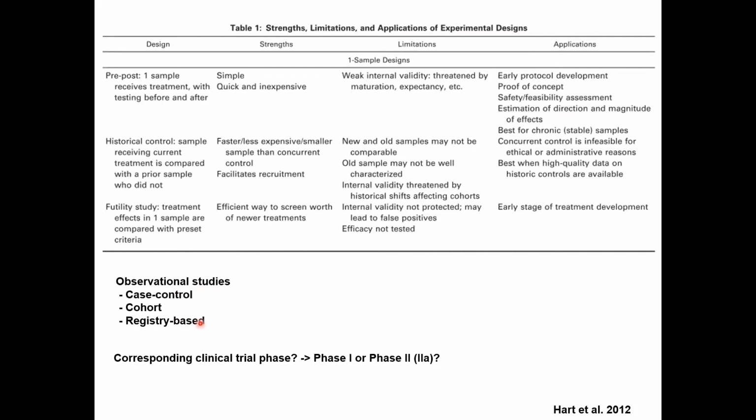And to prove the preliminary efficacy, we sometimes use simplified study designs rather than randomized controlled trials. This can include the pre-post single-arm design, using historical control, or this kind of futility study comparing treatment effect with preset criteria. Even though these studies have problems in internal validity due to various reasons, I think they can correspond to phase 2A, where it can be located somewhere between phase 1 and phase 2A.